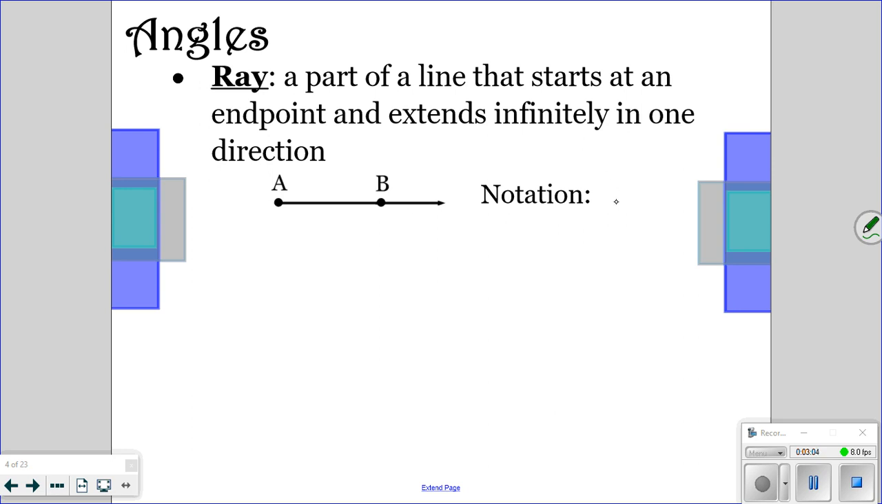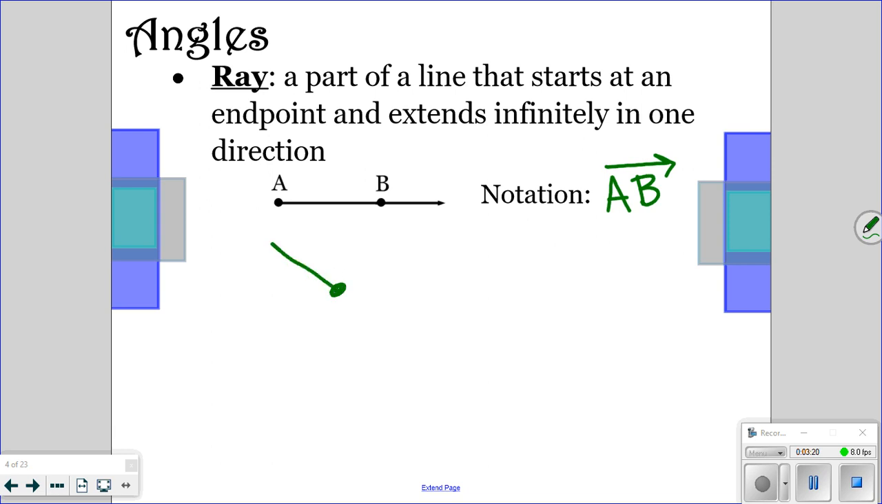The notation, you always start with the endpoint. So on this one, the endpoint is A, and then you name another point on the ray. So B is the only other one. And the notation looks like that. That tells you this is a ray.